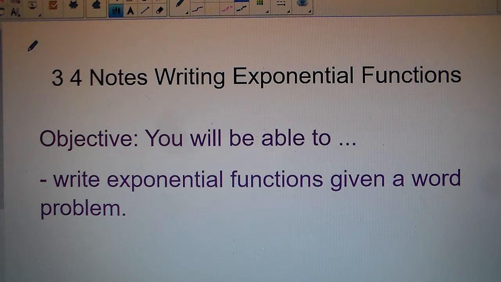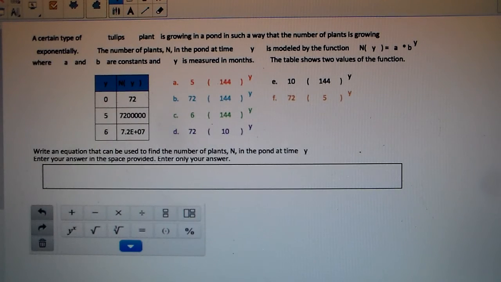Alright, this is 3-4 notes, writing exponential functions. Objective: you'll be able to write an exponential function given a word problem. So here's one example of a word problem that we're going to be working with. And we're going to practice this particular problem quite a bit, so we feel nice and comfortable.